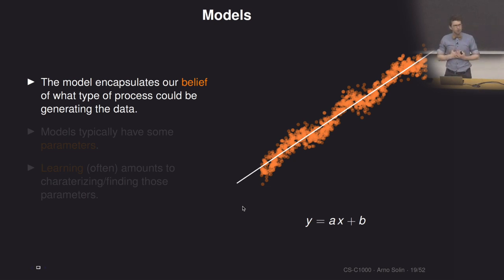Then I make a choice. I believe that a sensible way of explaining the data would be to say that the phenomenon is a linear relationship, or an affine relationship, between the inputs and the outputs. So I use my expertise here now. And I write down the model I believe would be behind the data in a mathematical form. Y equals A times X plus B.